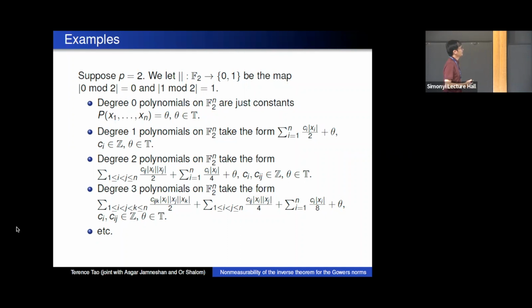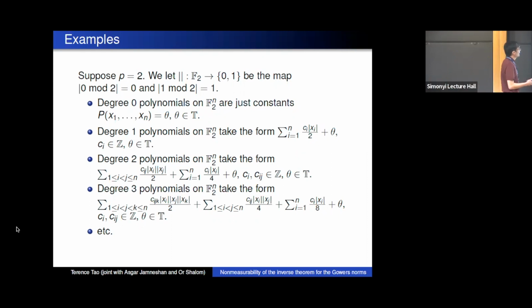Then degree 0 polynomials are just constants. So any element of the torus is a degree 0 polynomial. A degree 1 polynomial is a linear thing: a constant plus monomials, where you take the absolute value of x_i over 2, so that's 0 or 1/2, multiplied by various integer coefficients. That is what a typical non-classical linear polynomial looks like. It's basically the same concept as a classical linear polynomial, except that in the classical case, theta also has to be a multiple of 1/2.